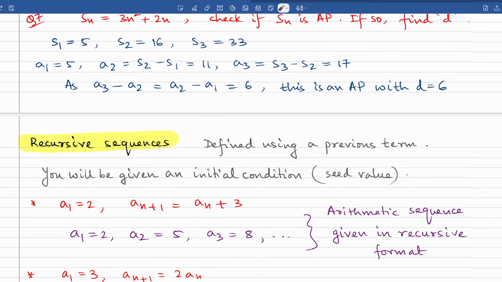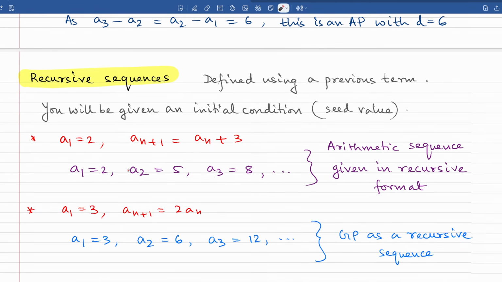Similarly, you could also write a geometric sequence in terms of recursive sequence. Let's say a1 is equal to 3 and a n plus 1 is equal to twice a n. So a1 is 3, a2 is 6, a3 is 12 and so on.